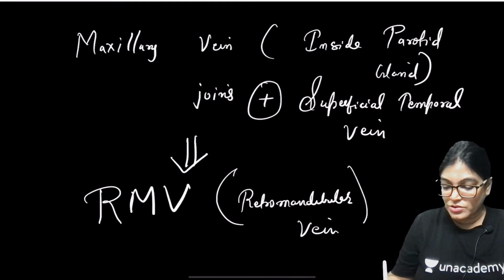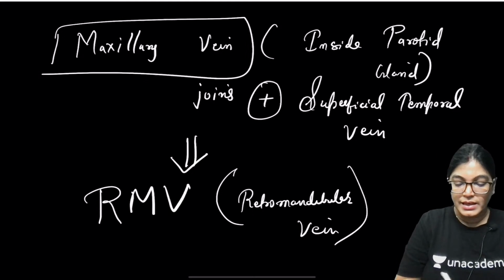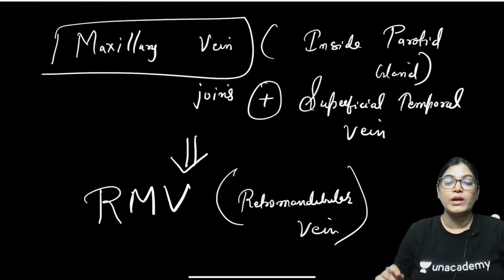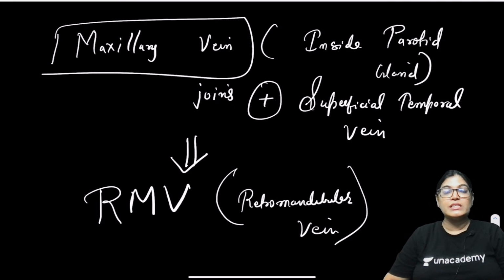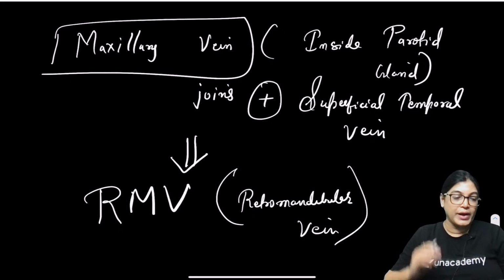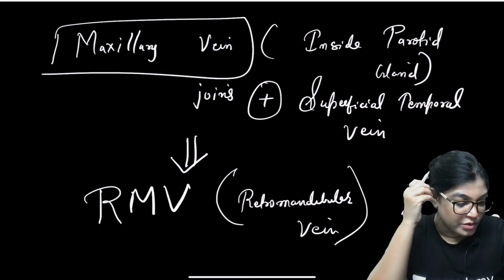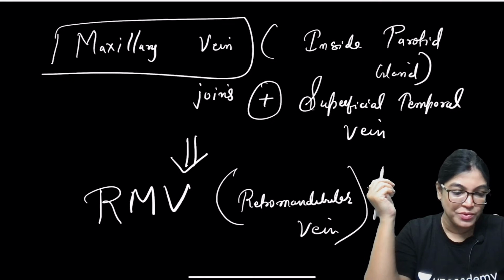So this is how the retromandibular vein is formed, as discussed in the venous drainage of the face and scalp. The retromandibular vein has two components, anterior and posterior. The anterior will join with the facial vein and the posterior will drain and form the external jugular vein. So we have already done this in the scalp and the face region.